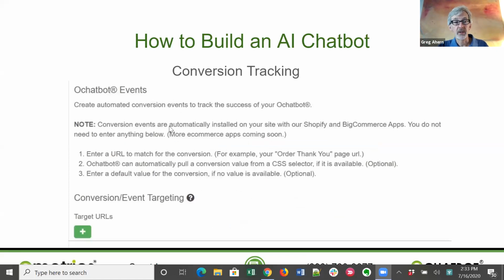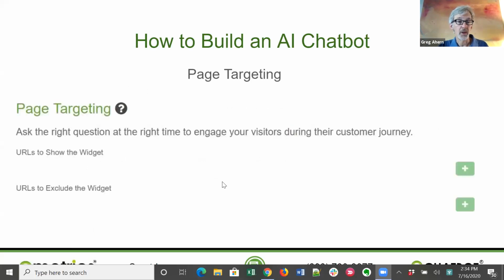Conversion tracking is built in. If you're doing it through an e-commerce system, it's already built, it's already done. There are other tools we have here to build and track leads and things like that. All this data is presented in the reporting. Page targeting allows you to have a particular question asked on a particular page, or maybe don't have the bot show at all if they're in a certain section of the site, that kind of stuff.